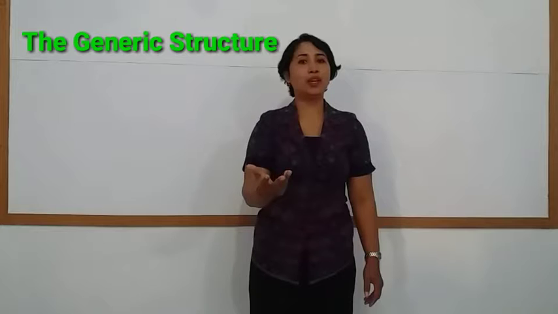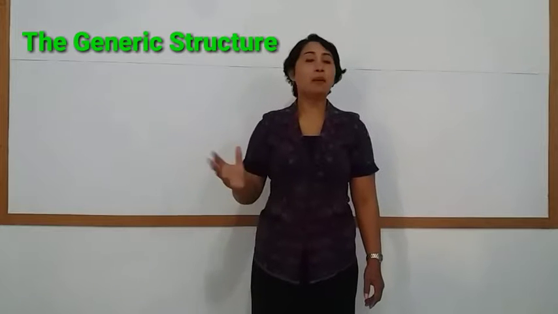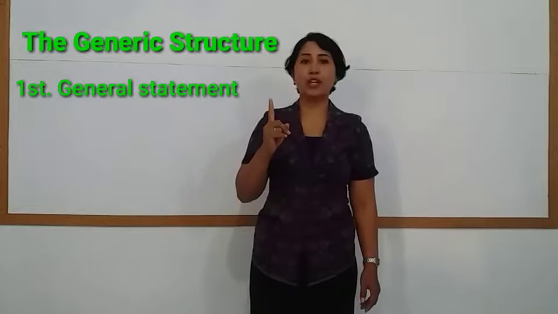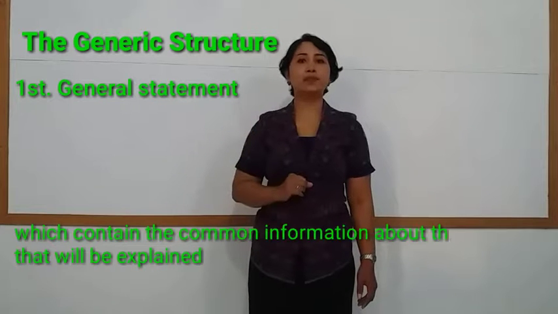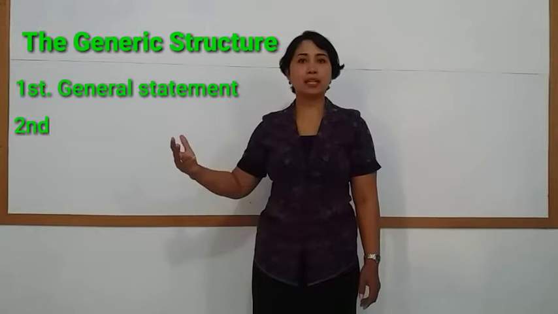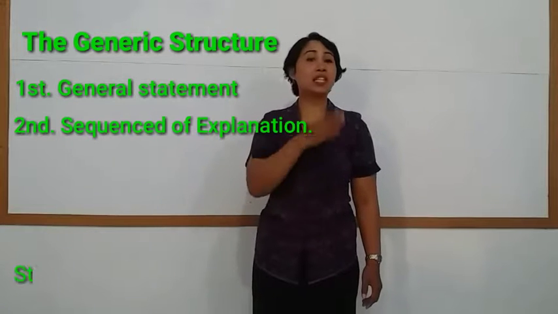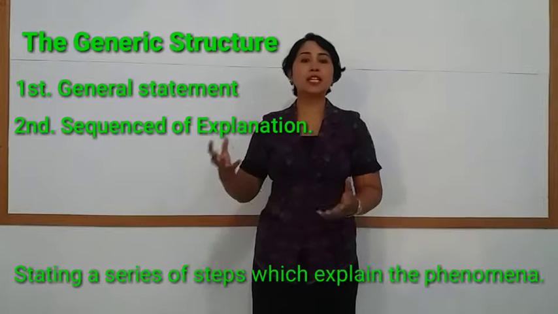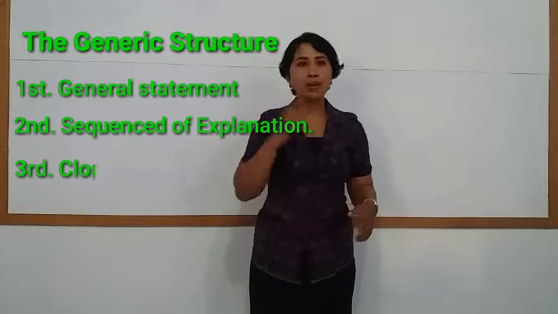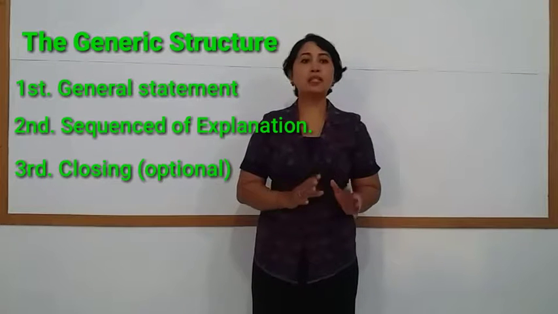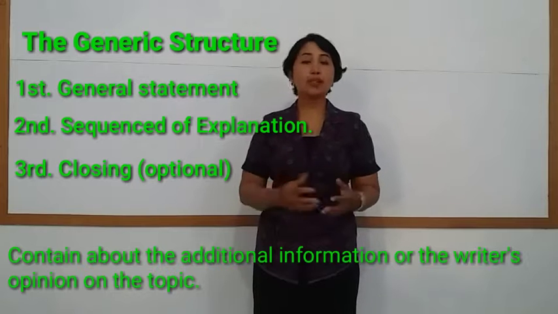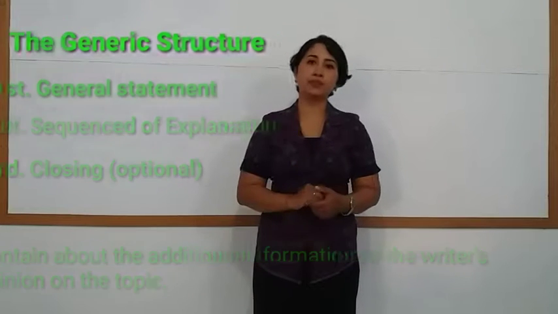Then I will tell you about the generic structure. Basically, there are two main parts of this text. The first generic structure is general statement, which contains the common information about the topic that will be explained. Second one is the sequence of explanation, a series of steps which explain the phenomena. But there is the last one, and this is optional. It's the closing, which contains additional information or the writer's opinions on the topic.